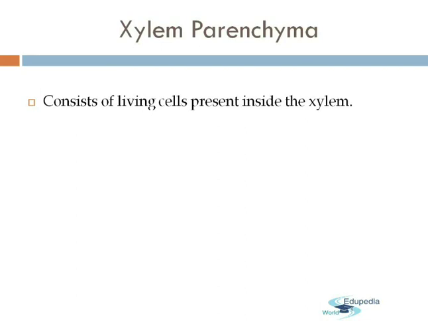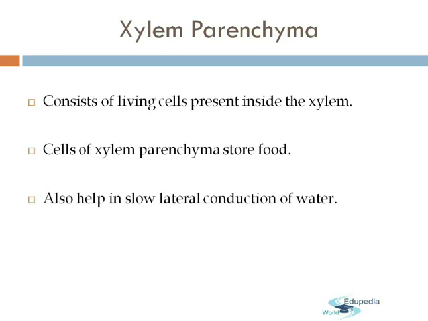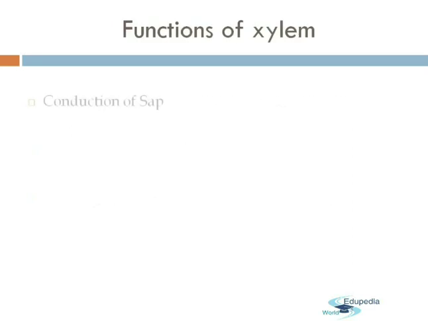Next comes the Xylem Parenchyma. Now, this consists of the living cells which are present inside the xylem, and this is a very important point to be noted here, that Xylem Parenchyma is the only living element of the xylem, except that the Tracheids, the vessels and the Sclerenchyma are the dead cells or the elements of the xylem. The cells of the Xylem Parenchyma have the basic function to store food. They may also help in the slow lateral conduction or the sideways conduction of the water.